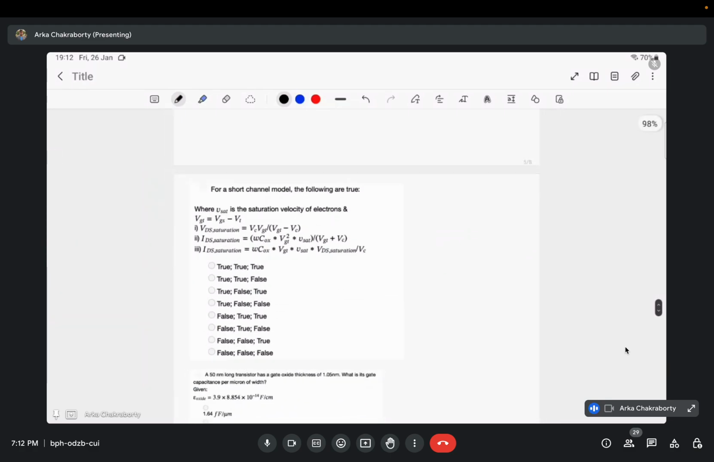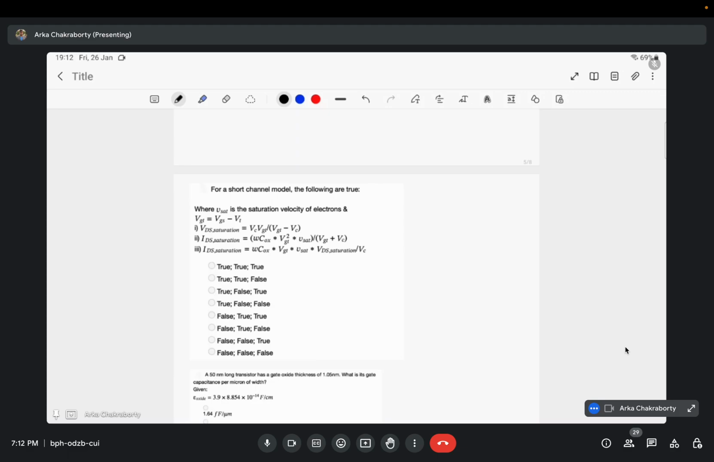Okay. Now again, an interesting question. For a short channel model, the following are true. I have to find whether it is true or not, where Vset is the saturation velocity of electrons and Vgt is Vgs minus Vt. Fine. So VDS saturation is given as, okay, sir has directly given this formula in the lectures.